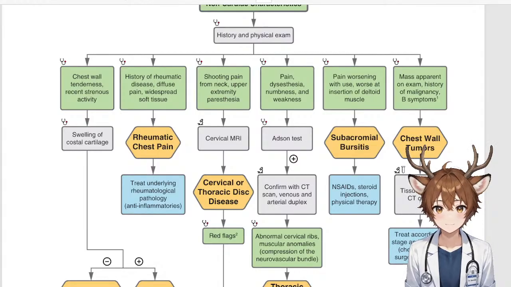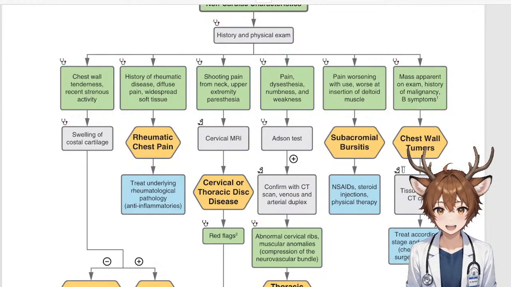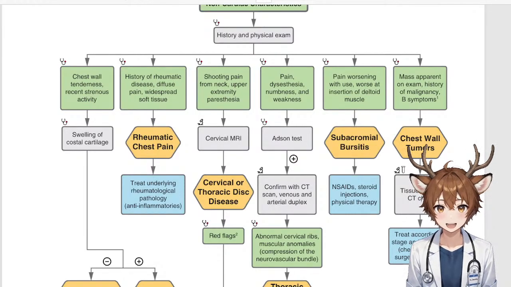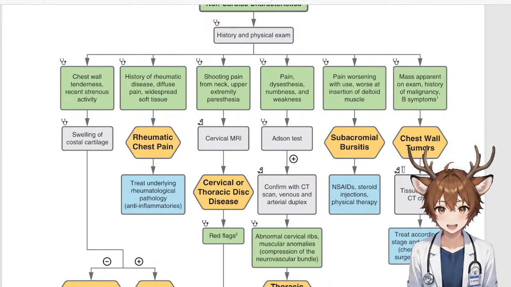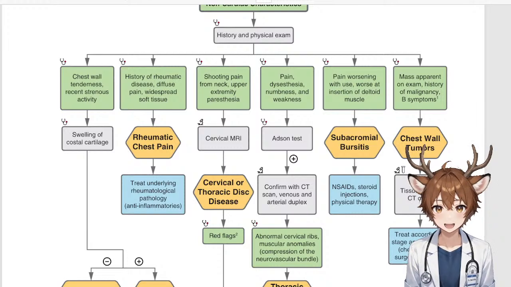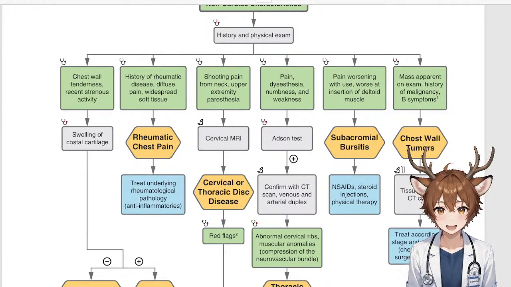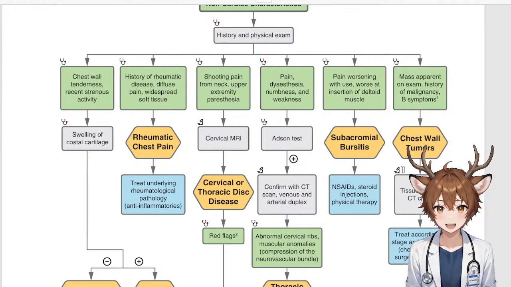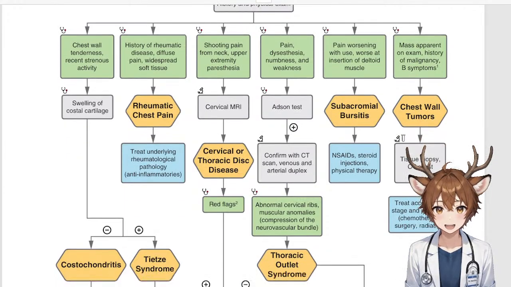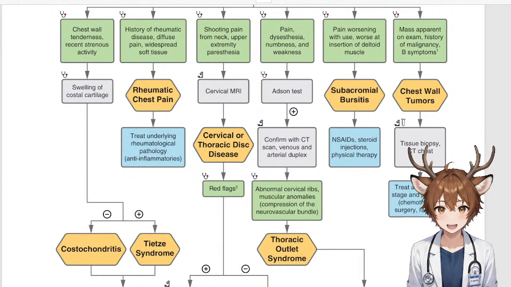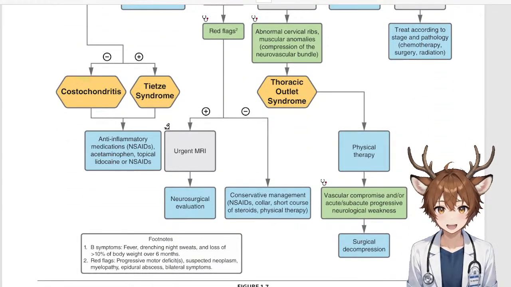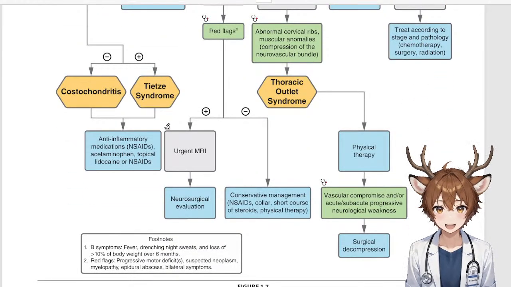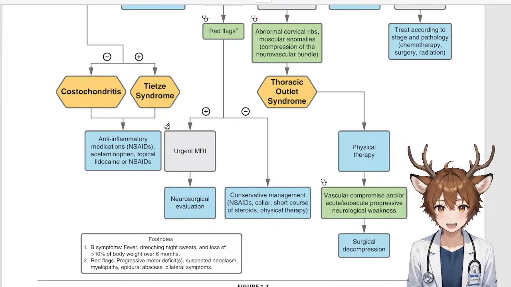Okay. What about pain? We have pain, dysesthesia, numbness, and weakness. What do we think? Addison's disease. Confirm with the CT scan, venous and arterial duplex. If you have abnormal cervical ribs, muscular anomalies, compression of the neurovascular bundle, well, then you probably have thoracic outlet syndrome, right? In which case you do physical therapy. If you have vascular compromise and or acute/subacute progressive neurological weakness, then you actually have to do surgical decompression, because at that point it's more serious, right?